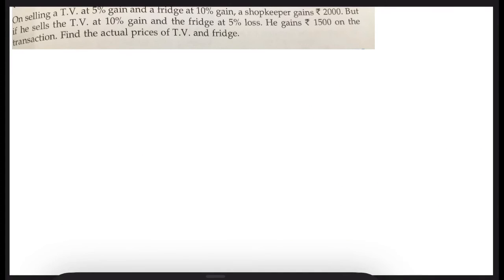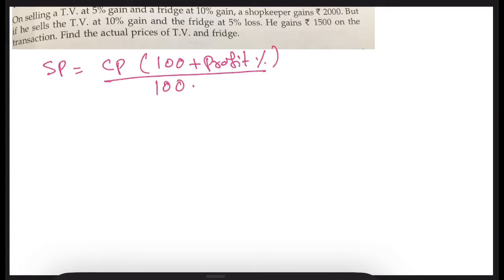Okay, now what is it saying? On selling a TV at 5% gain and fridge at 10% gain, a shopkeeper gains 2000. But if he sells TV at 10% gain and fridge at 5% loss, he gains 1500 on that transaction. Find the actual prices of TV and fridge. This is also the same. We know the formulas. SP equals CP into (100 plus profit percent) upon 100, in case of profit.